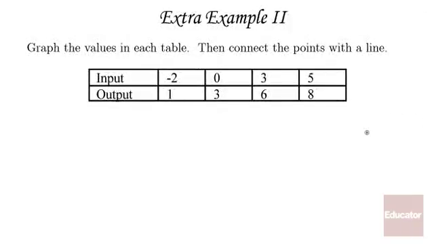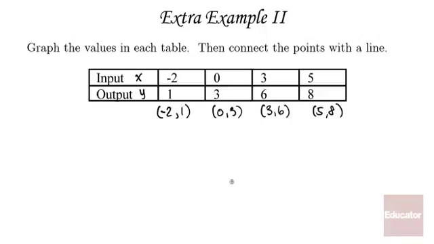Graph the values in each table, then connect the points with the line. Okay, so with our first table here, we have an input of -2, 0, 3, 5, and 1, 3, 6, and 8. So let's create our table. This indicates a coordinate of an ordered pair or a coordinate pair of -2, 1. Remember that the input is the x value and the output is the y value. This would be 0, 3, and 3, 6, and 5, 8.